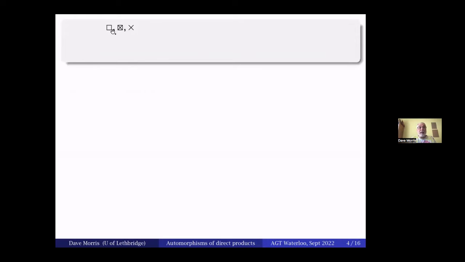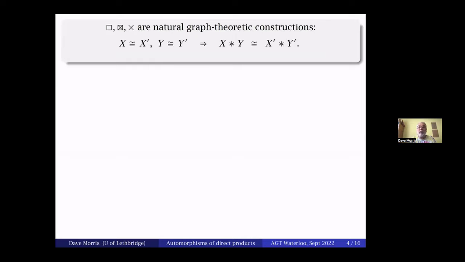All three of these products that I mentioned, I didn't define two of them, but most people here probably know what they are. All three of them, and certainly the direct product, is a natural construction. In terms of graphs, it's just defined in terms of which vertices are adjacent. And so that means that if you have a graph X isomorphic to some other graph X prime, and Y isomorphic to some graph Y prime, then the direct product, in fact any of these products, will be isomorphic to the product of the isomorphic graphs.